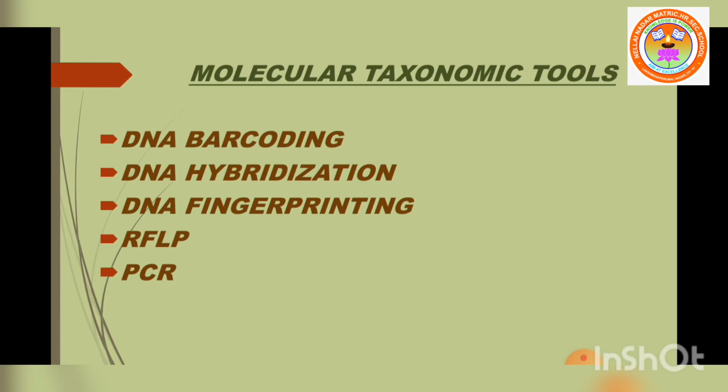Restriction fragment length polymorphism, RFLP analysis. Differences in homologous DNA sequences that can be detected by the presence of fragments of different lengths after digestion of the DNA samples, and polymerase chain reaction, PCR sequencing, to amplify a specific gene or portion of a gene, are used as taxonomic tools. So these are all the molecular taxonomical tools. DNA barcoding, DNA hybridization, DNA fingerprinting, RFLP and PCR.